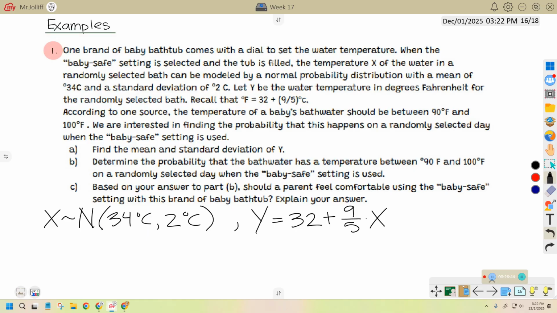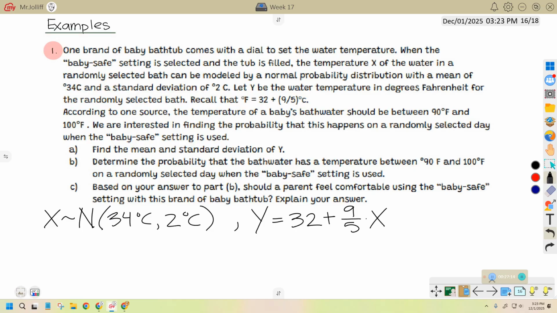We saw them right before break. They are the same for continuous that they were for discrete. So looking at this here, I'm doing two things to my random variable X. I'm adding 32, which picks up the whole curve and moves it 32 up the number line and drops it. And then I'm multiplying by 9/5, which grabs the edges and stretches outward.